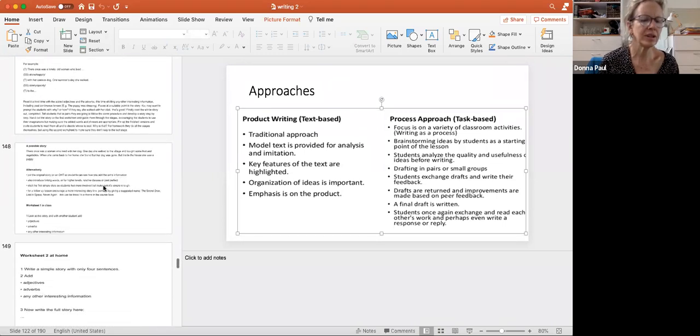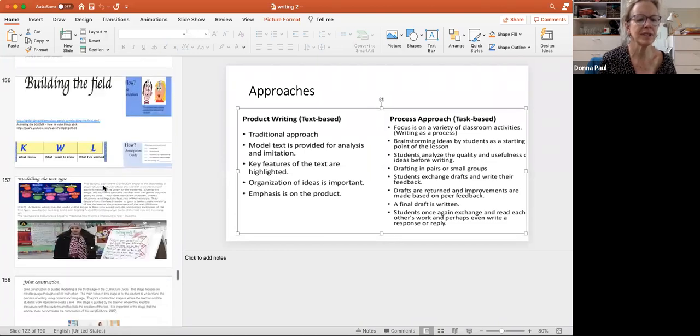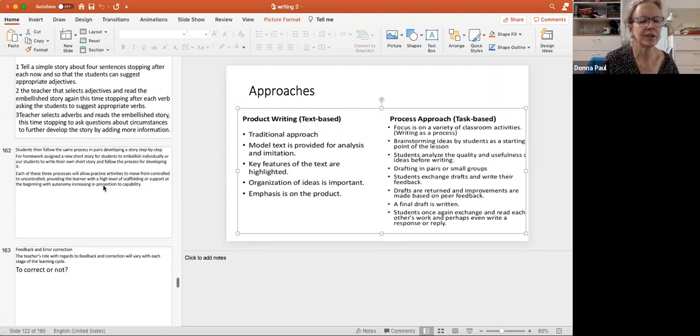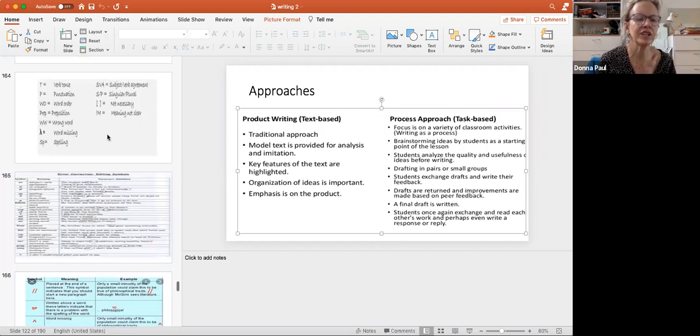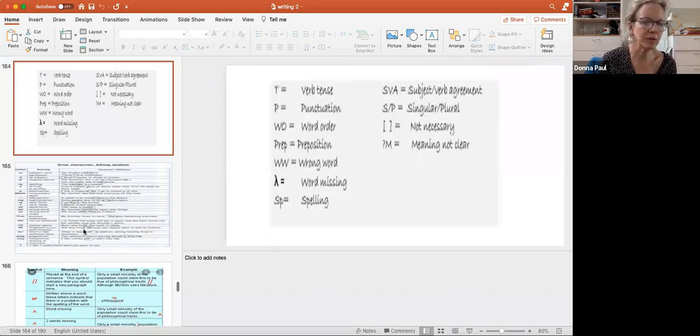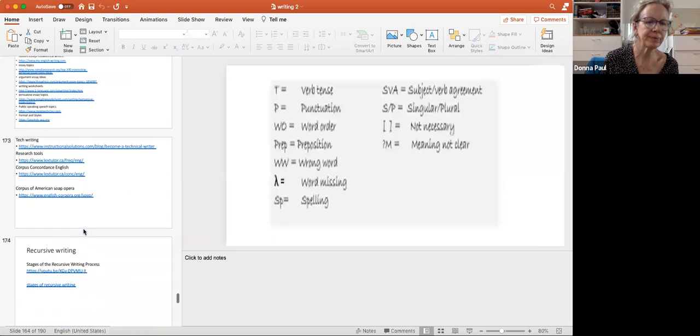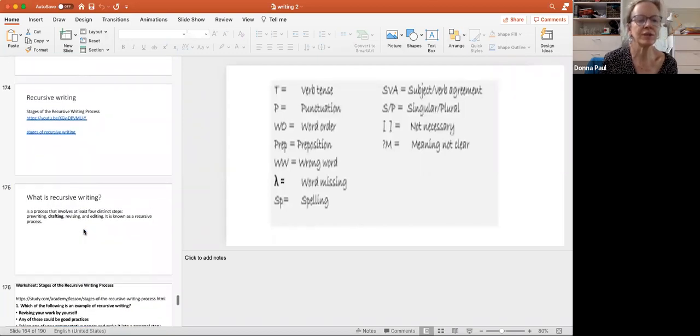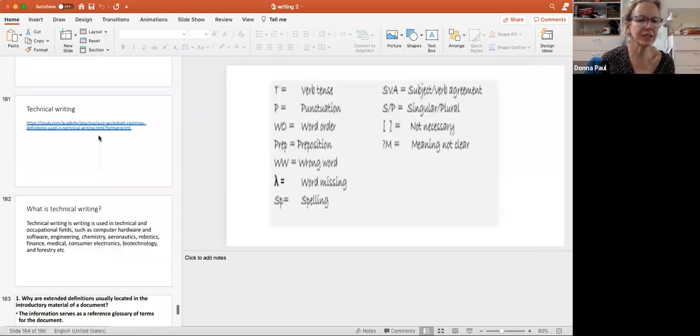Okay, and the last little bit we did was looking at corrections. So this is what we need, like SP for spelling, and then S/P is singular plural, SVA is subject verb agreement. Recursive writing, we said, just means reviewing your own writing.